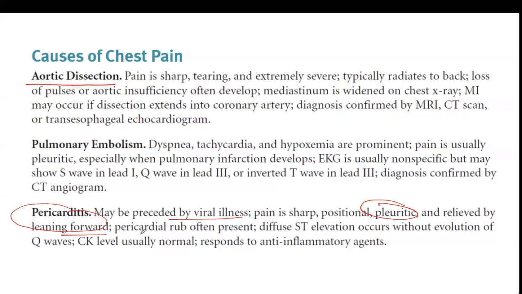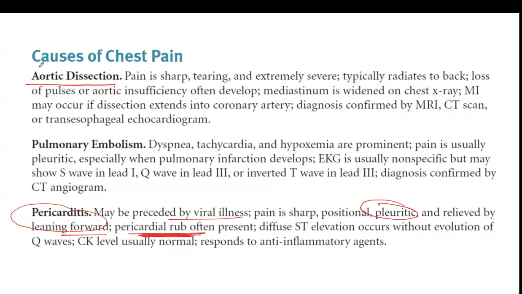If you examine the pericarditis patient, you will get a pericardial rub, which is a very common clue in the exam. All right, so sudden onset, sharp, stabbing, pleuritic chest pain, which gets worse with lying down, better with leaning forward, that's pericarditis.